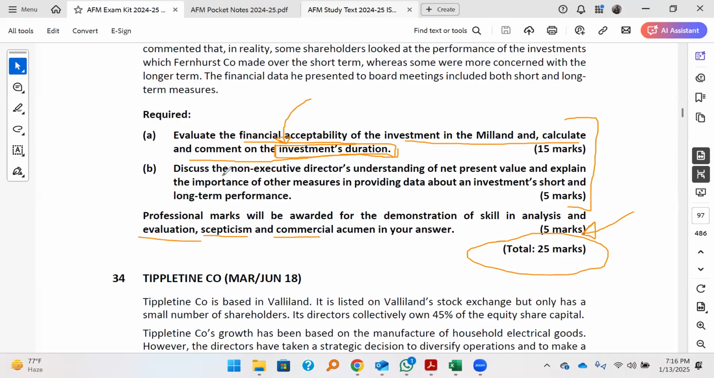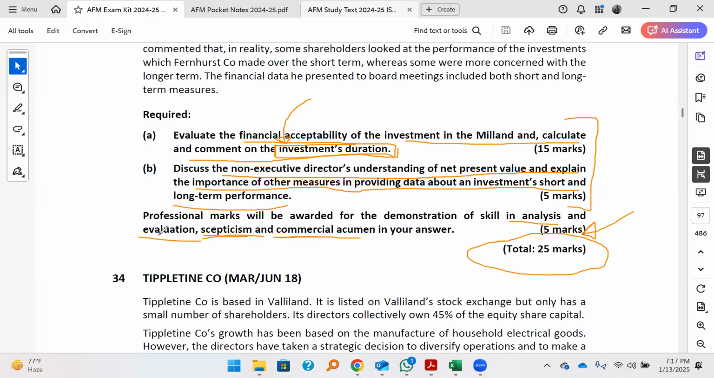And then they want to also discuss the non-executive director's understanding of net present value and explain the importance of other measures in providing data about an investment's short and long-term performance. And we shall see how that also can be handled. Of course, they are saying their marks are available for analysis and evaluation, skepticism, commercial acumen.